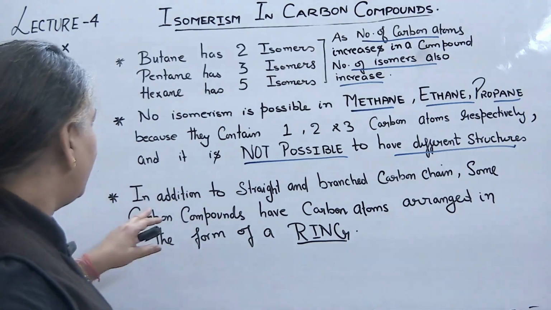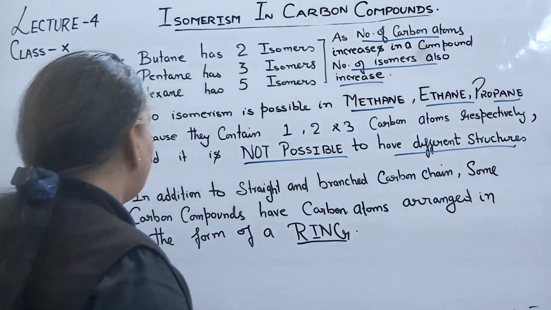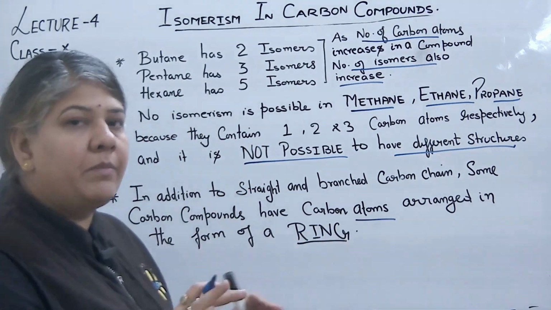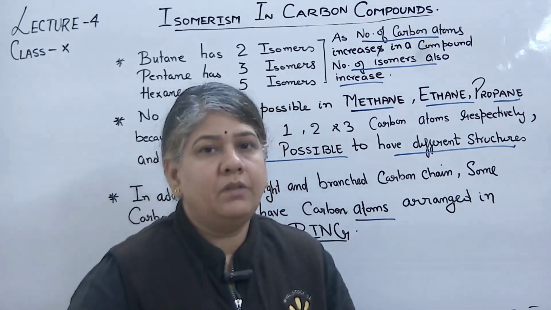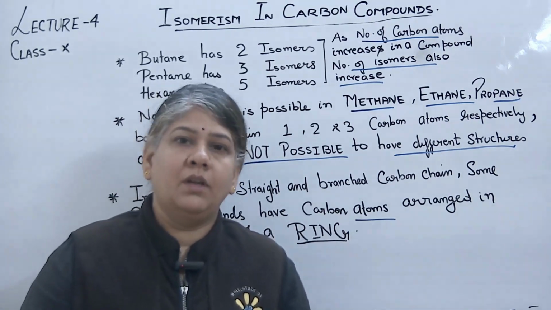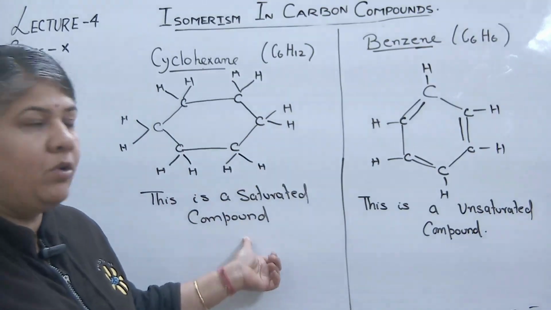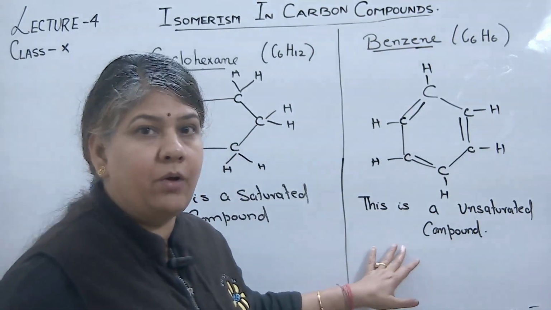Another important thing is that in addition to straight chain and branch chain, some carbon compounds also have ring arrangement. The carbons are arranged in the form of ring. 2 examples are mentioned in your book, cyclohexane and benzene. We'll see cyclohexane is a saturated compound and benzene is an unsaturated compound.